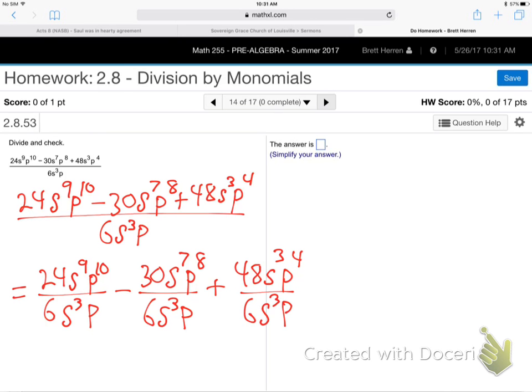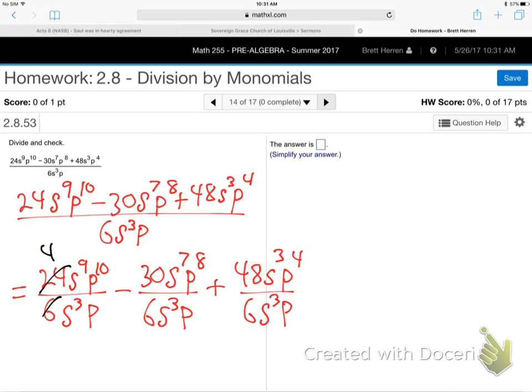So 3 separate fractions like so. A little tough with my answer. It's a little messy, isn't it? So now we need to divide the numbers in the front, subtract the powers. So here we go.